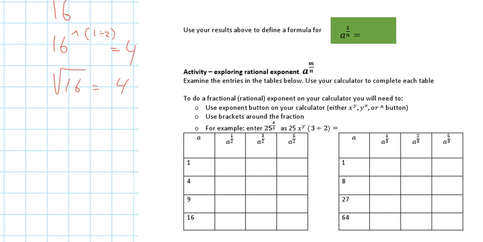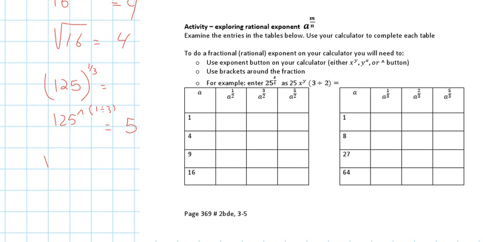Now try this. What's 125 to the power of 1 over 3? If you're going to enter this in the calculator, you enter it as 125 power of 1 divided by 3. What do you get for that? 5. Now, let's look at this. The cube root of 125, what does that give you? 5. Okay, I want you to keep track of what's happening here.